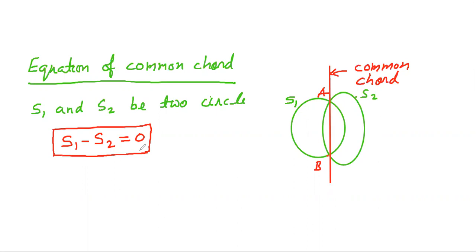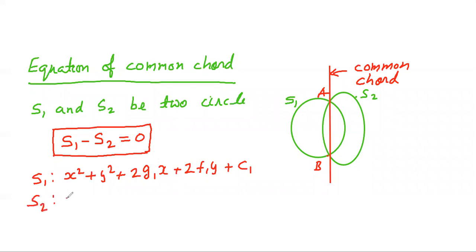So again, here we just put the value of S1 and S2. What is S1 here? You know very well. This is the equation x square plus y square plus 2g1x plus 2f1y plus c1, and the second circle equation S2 is x square plus y square plus 2g2x plus 2f2y plus c2.